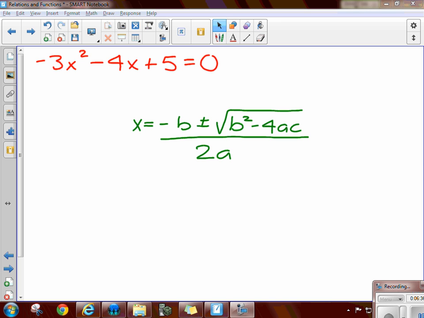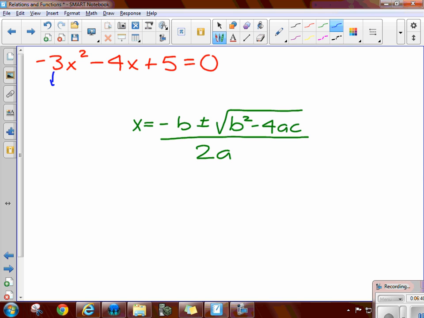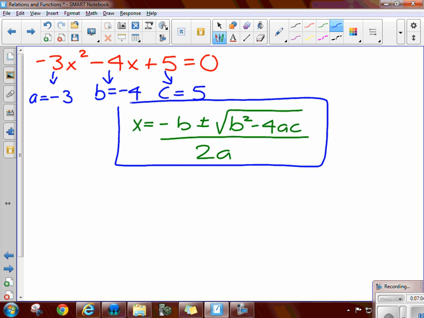So the first thing I'd recommend is going through and identifying what your variables are. So from here, I'm getting a is negative 3, and b is negative 4, and c is a positive 5. And we're just getting it right from these coefficients and the constant. So these are the values now I have to put into the quadratic formula, which is right here and which I said will always be provided for you.